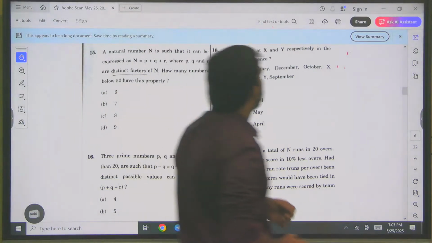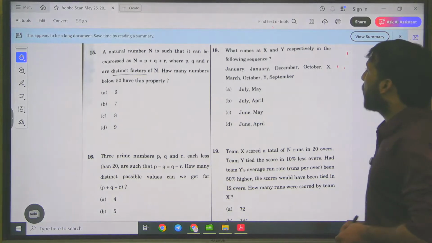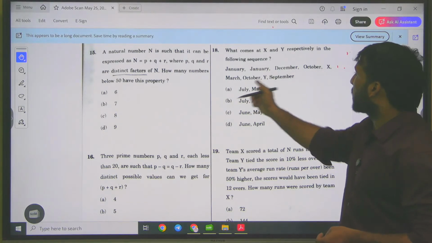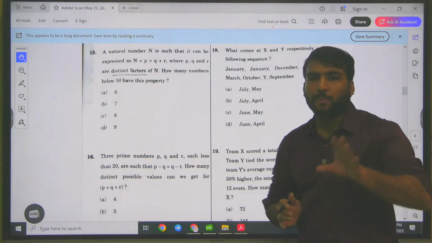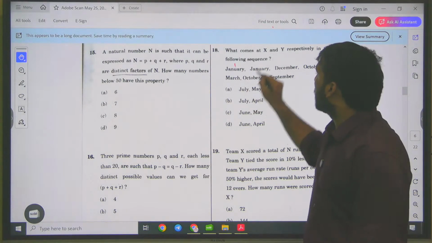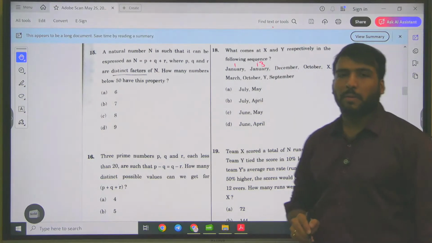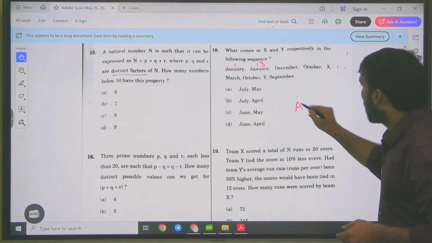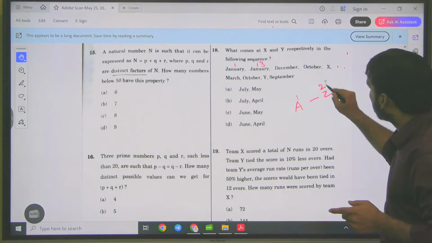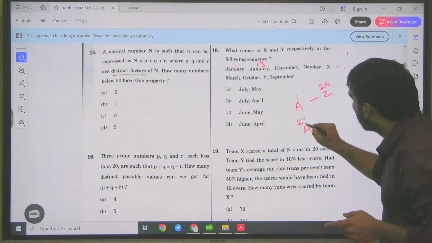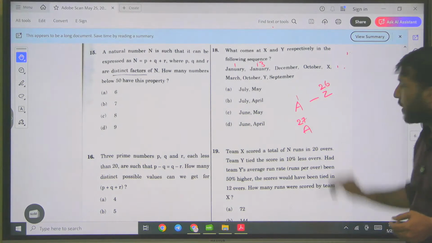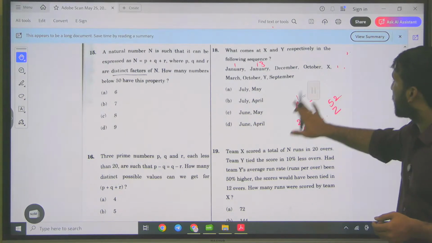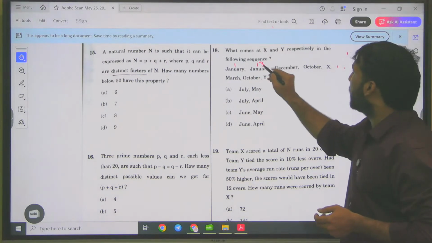Next, what comes at X and Y respectively in the following sequence? January, December, October, X, March, October, Y, September. Now, if you observe this question, January is 1, January is again 13. Do you remember? In series, we are going to learn A value as 1. If A to Z is completed, 26, again if A comes, then because of cyclicity it will become 27, and so on, Z will be 52. Like this, if you observe, A value is 1, 13.